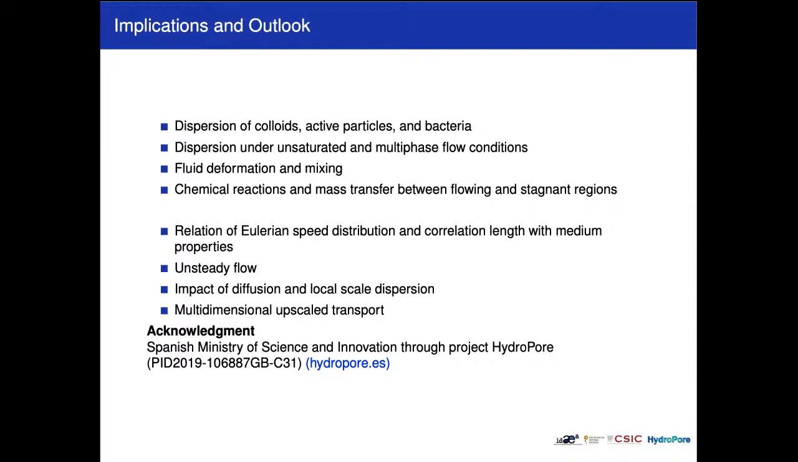Also, unsteady flow is something that still needs to be done. And everything that I talked about today is for purely advective transport. So we have not talked about how to take into account diffusion or local scale dispersion. This changes, of course, the way particles sample the velocity field. And also multidimensional transport, there are a few works, but in principle, this is still a relatively open question. Thank you very much. That's it.